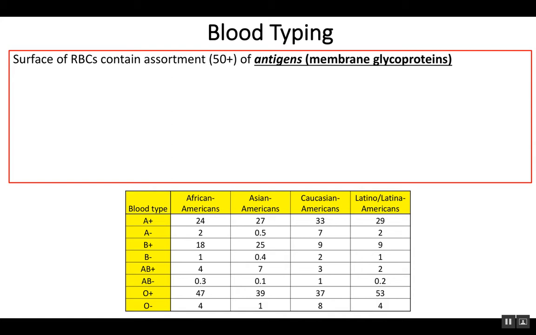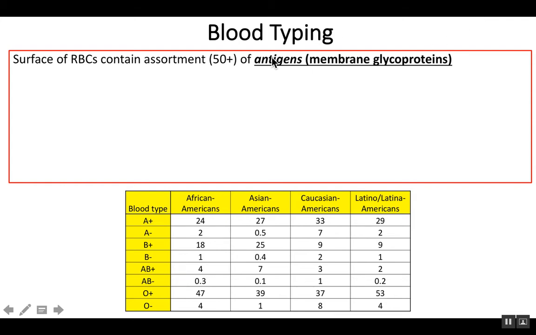Blood typing revolves primarily around the red blood cells, since they're the most abundant cell in your blood. The red blood cells have, on their surface, a whole host of different proteins. These proteins are often referred to as membrane glycoproteins. A glycoprotein is just a protein that has some sugar molecules attached to it. In our discussion, we're going to refer to these quite often as antigens.